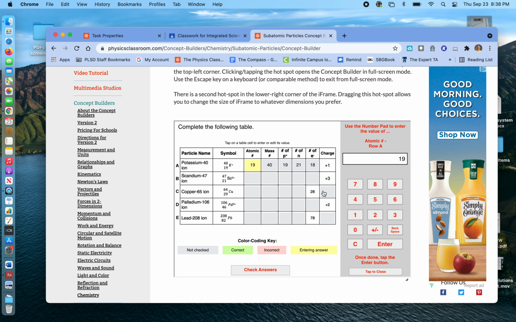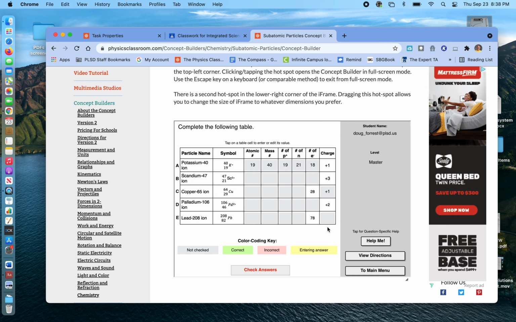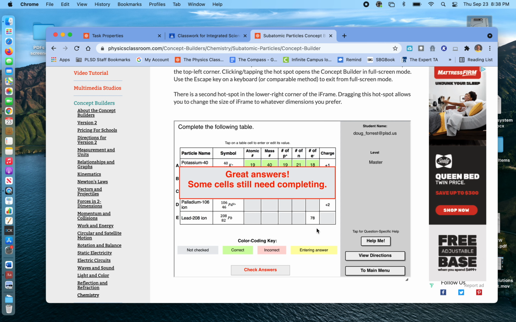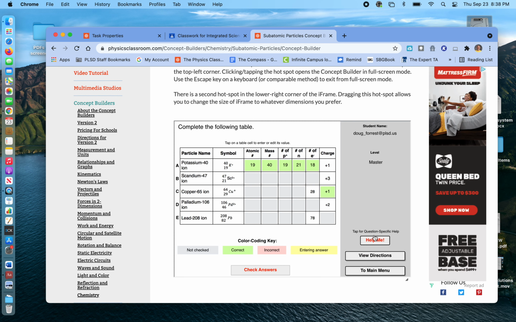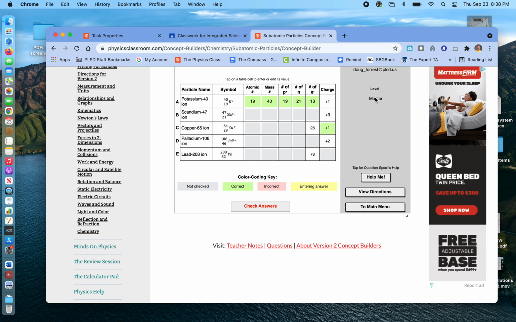Down with a couple of these, it's asking you to find the charge. Well, here you've got 28 electrons. 29 is my atomic number, so that's 29 protons. So I should have a +1. So I'd type that in as 1, and then you can toggle between the plus and the minus. Okay, so I'm going to check my answers. Hey, some cells still need completing. Okay. I don't know why that went away.